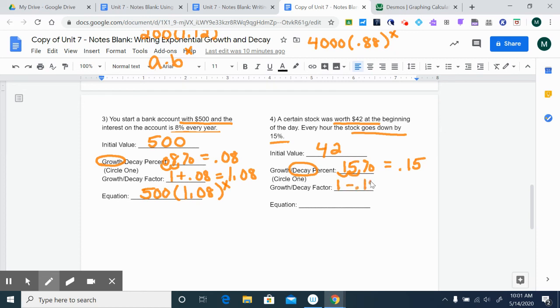1 minus 0.15 is 0.85, and I can double check that. I was right. And so my equation is going to be my initial value with my growth decay factor. Oops, that should be an 85. Raised to the x. So that's all you're doing tomorrow. Is you're going to pull out your initial value, figure out your decay factor, and then write your equation.